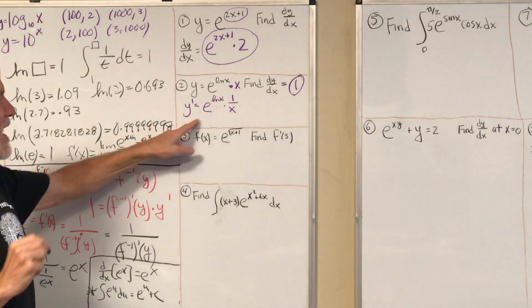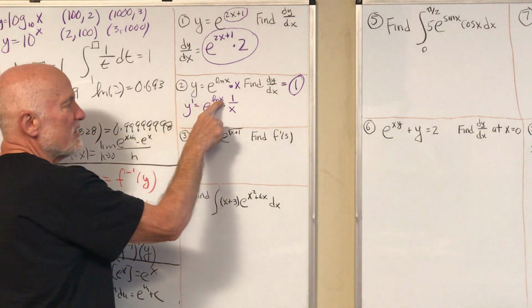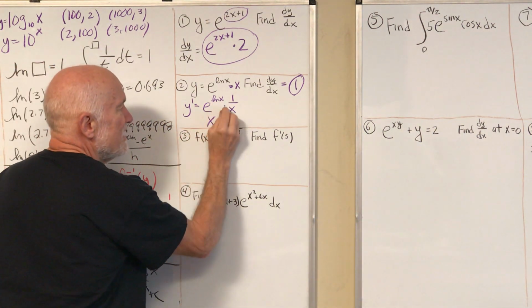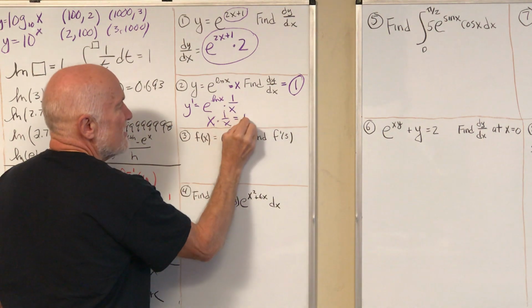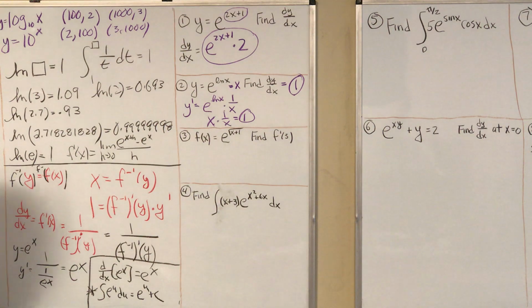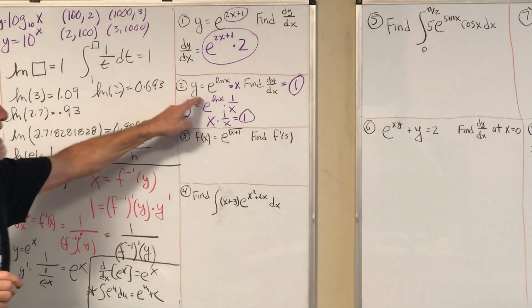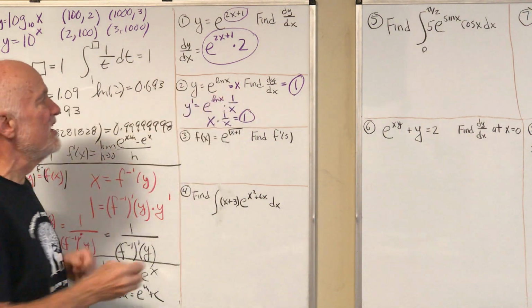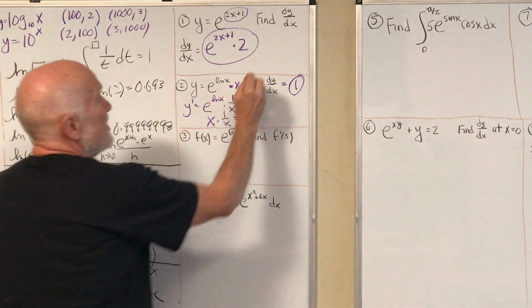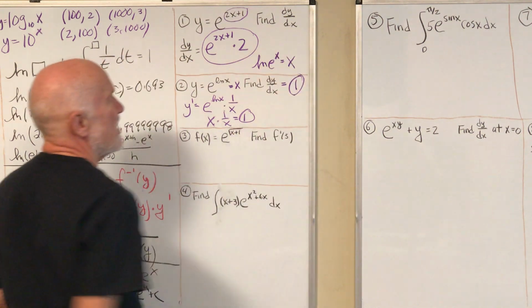Now you might say, why didn't we get the same answer? Well, you really did, because e to the natural log of x is just x, and x times 1 over x is 1. So keep in mind these relationships. These are inverse functions. So if you get e to the natural log of x, it's just x. And if you get the natural log of e to the x, it's just x.